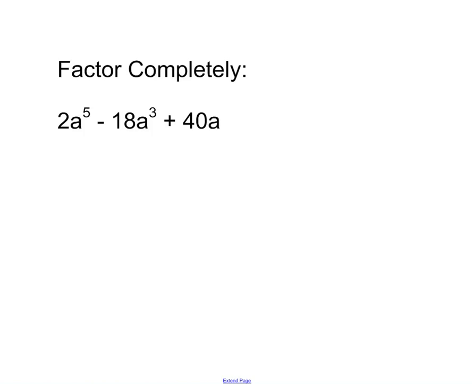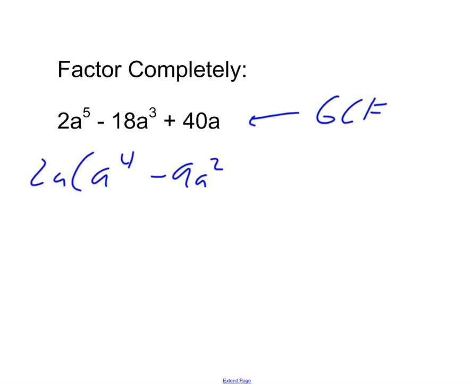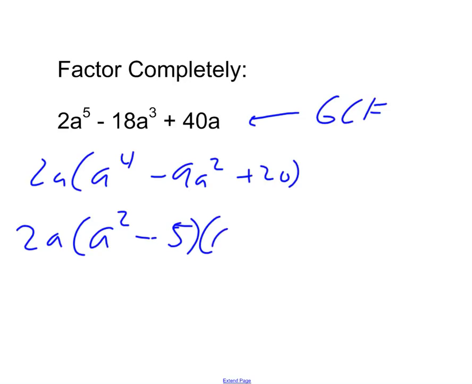Okay, so we're always going to look for a GCF first, and there is a GCF. So we're going to pull that out. That's 2a, which leaves me with a to the 4th minus 9a squared, plus 20. And now we have that same situation where it's to the 4th, squared, and a number. The 2a is still in front. And then this factors into a squared minus 5 times a squared minus 4.